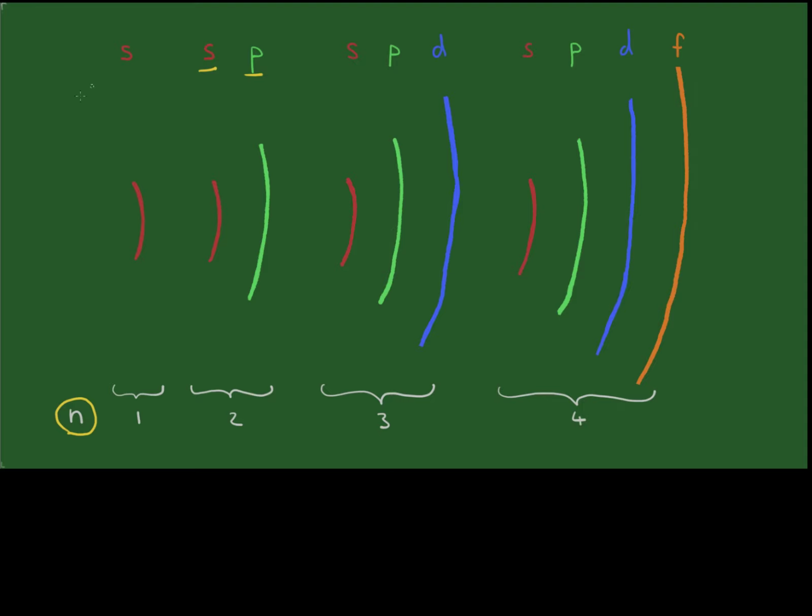Now each one of these subshells, S, P, D, and F, has its own value assigned to it, value L. So for S, L is 0, for P, L is 1, for D, L is 2, and for F, L is 3. Now this L is also known as the angular momentum quantum number.